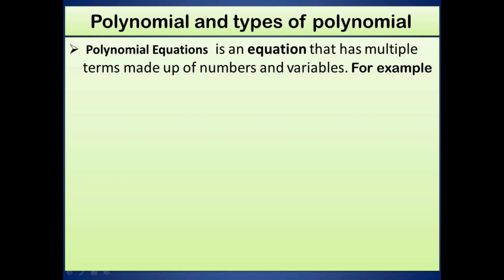Numbers mean 1, 2, 3, 4. These are called numbers, and for variables we use x, y or z. Do you know what is the difference between numbers and variables? Numbers are constants, and variables are those numbers which change their value. Numbers are used as constants, and variables are used for values that vary.